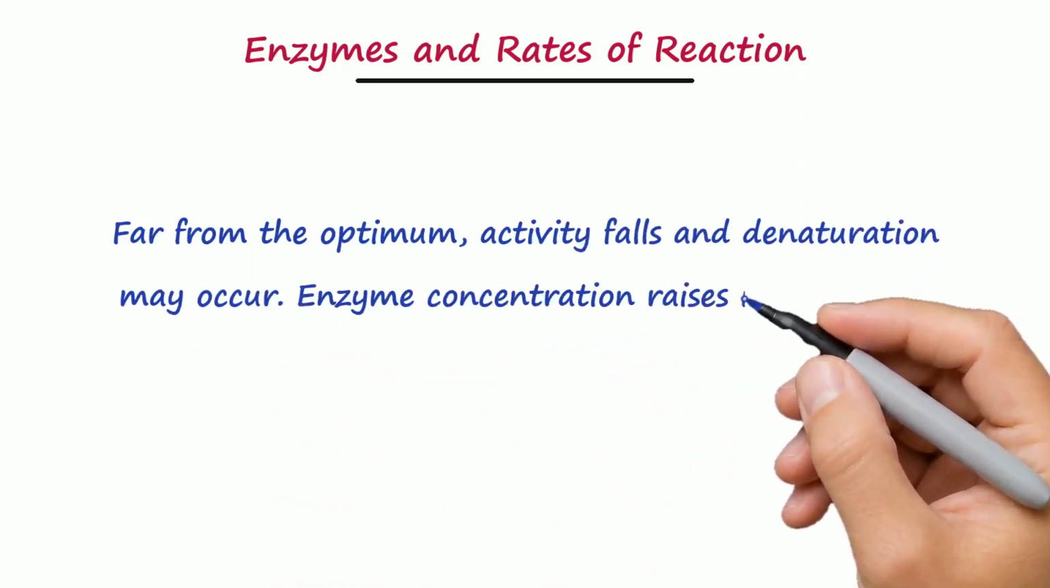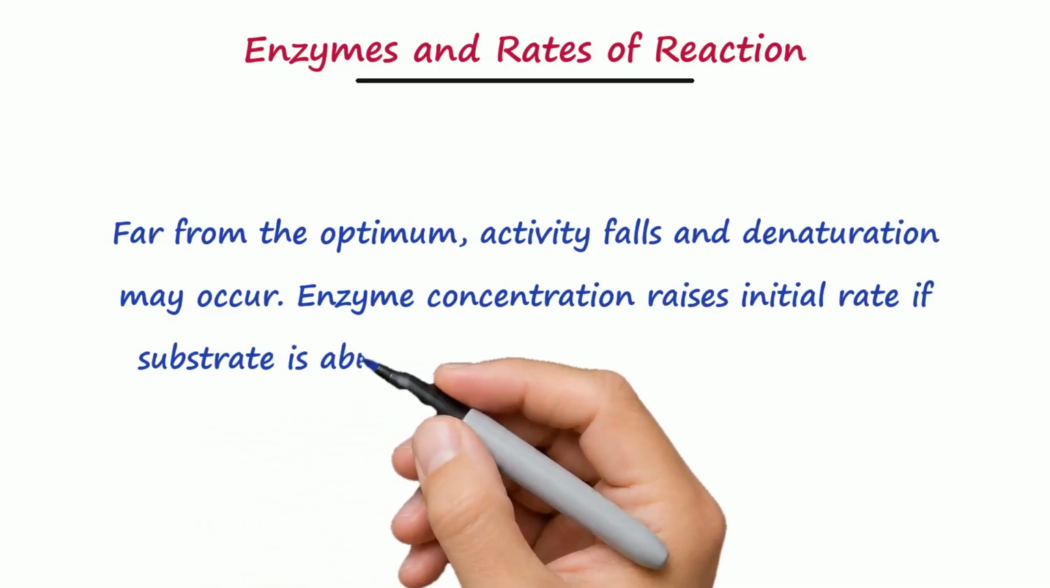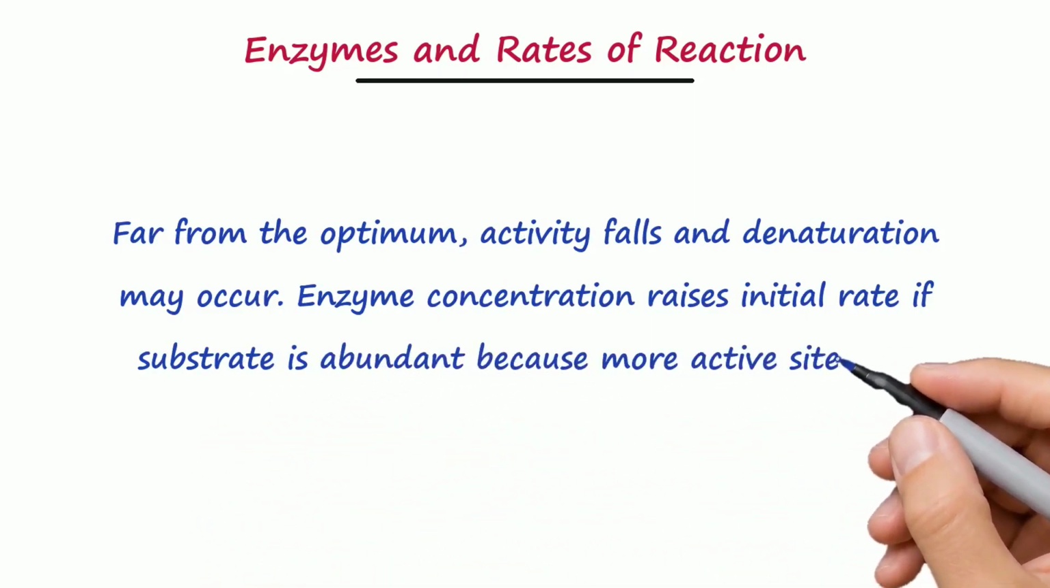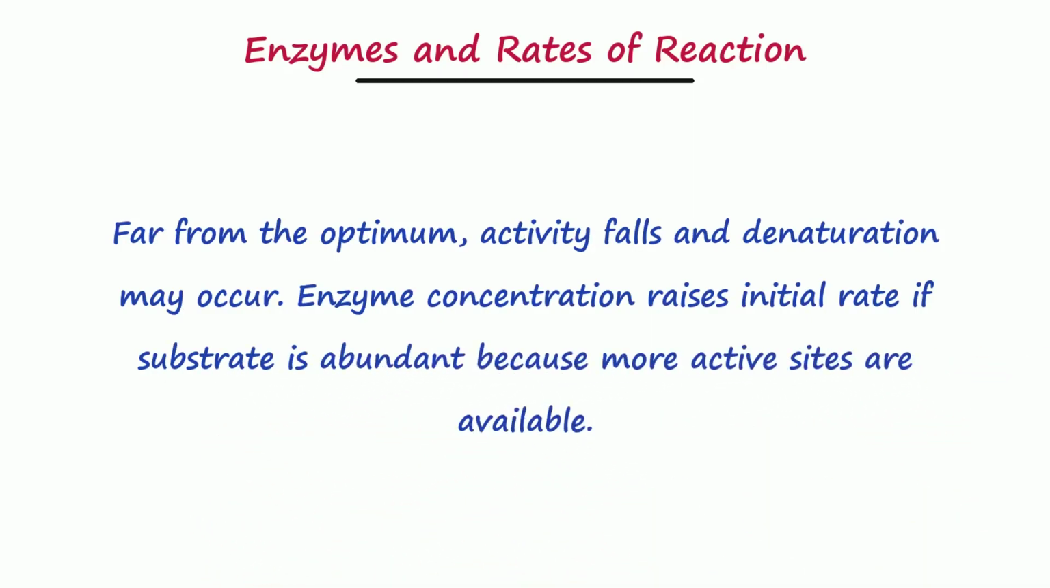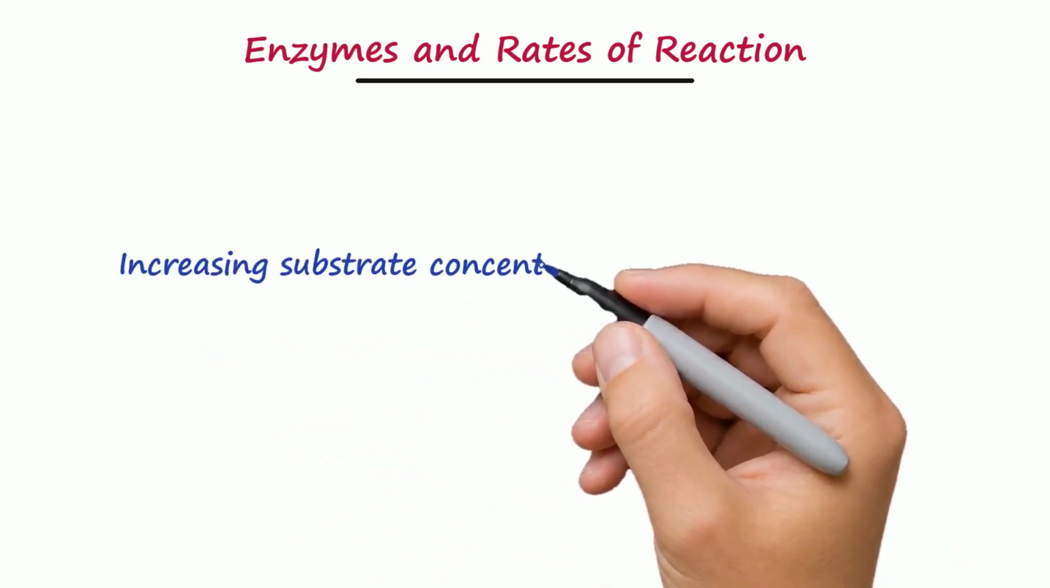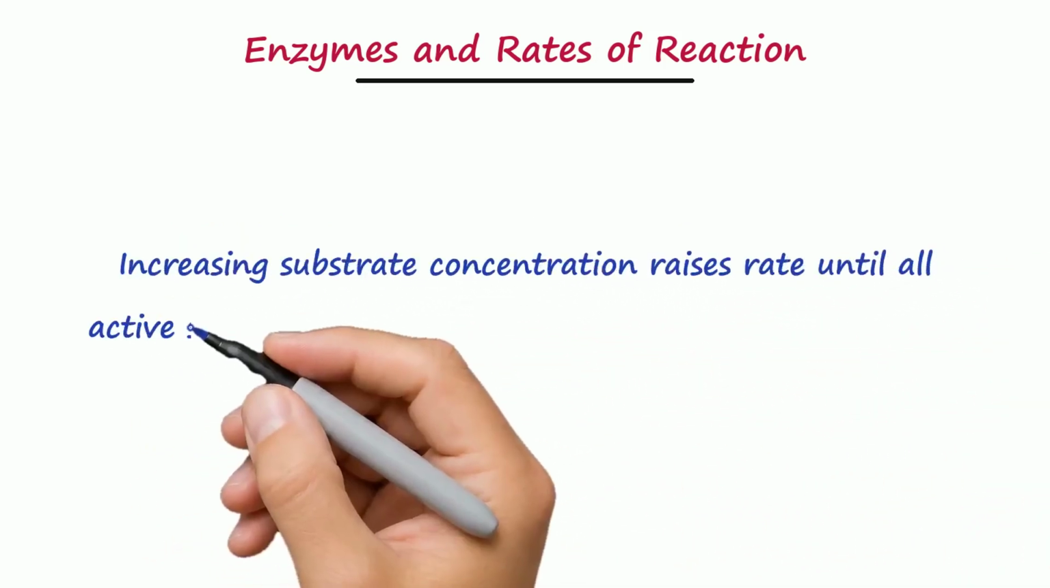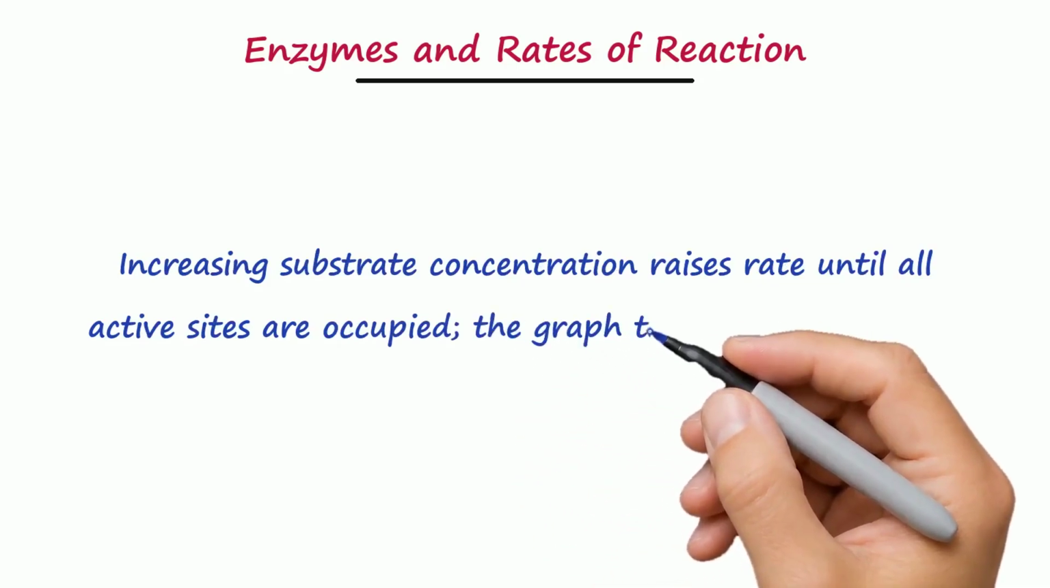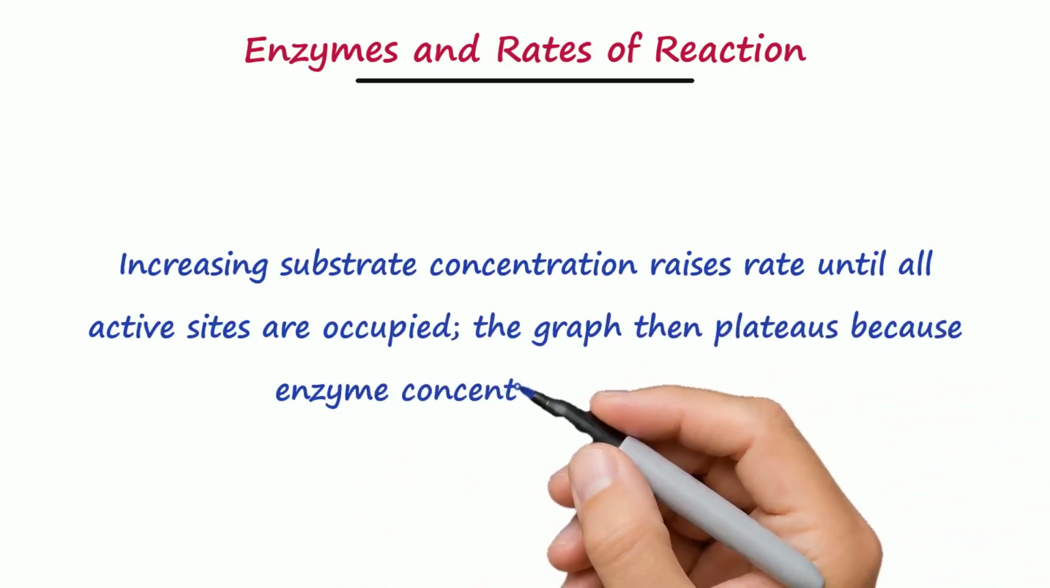Enzyme concentration raises initial rate if substrate is abundant because more active sites are available. Increasing substrate concentration raises rate until all active sites are occupied. The graph then plateaus because enzyme concentration is limiting.